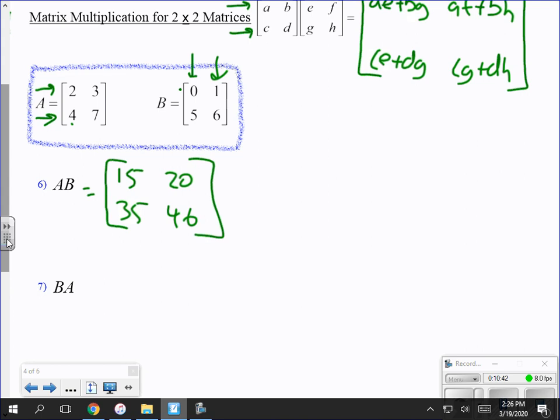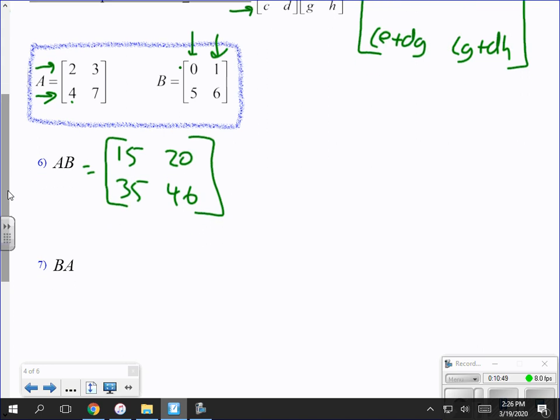So when I do A times B, this is what I get. Now, when I do B times A, I do the same thing in reverse. Okay? I'm going to take these rows times these columns. So I go 0 and 1 times 2 and 4. So I end up with, in this first one here, I get 4. I do 0 and 1.